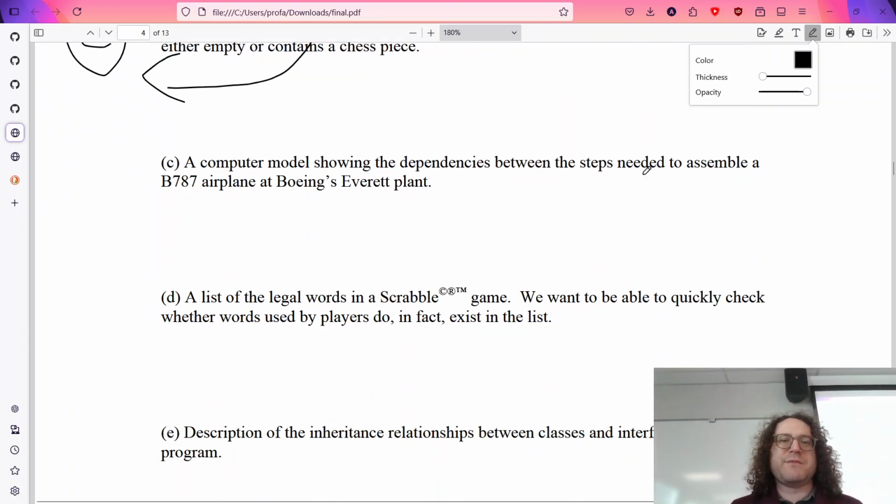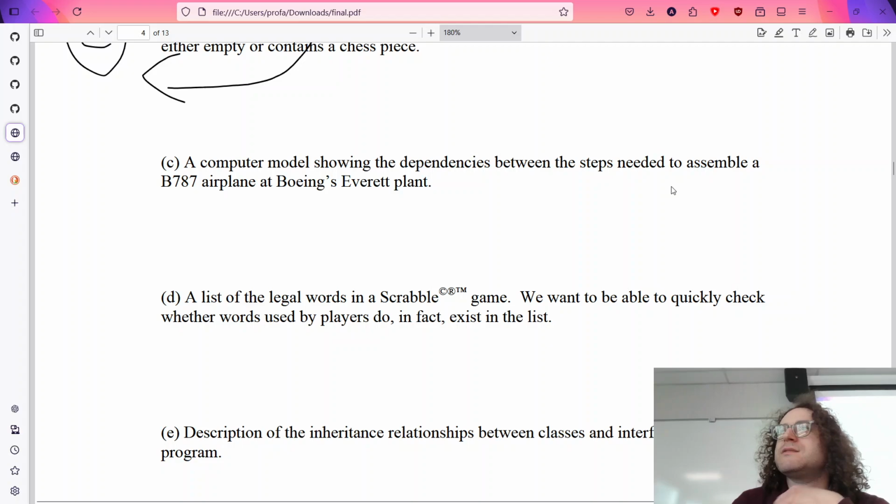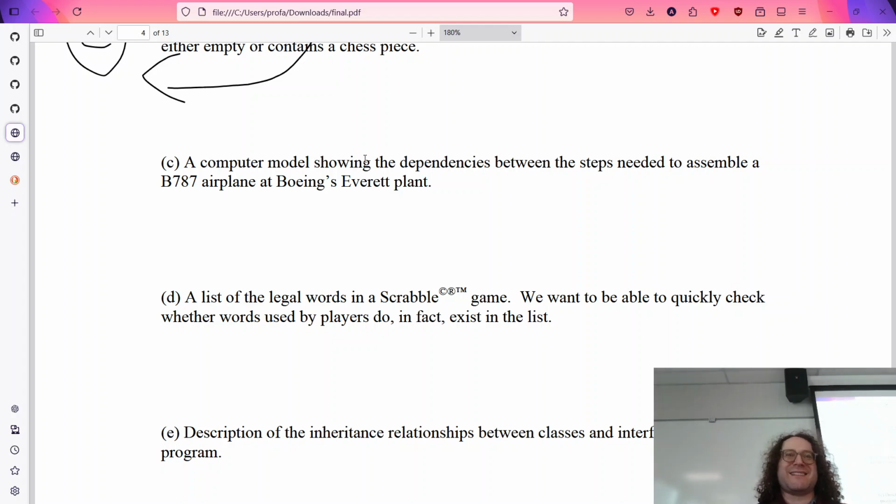All right, a computer model showing the dependencies between the steps needed to assemble a B-787 airplane at Boeing's Everett plant. I'm so glad it's not 37 there. Those suckers. So, it's a graph, yeah, but more specifically, a directed acyclic graph. Yes, so this is a directed acyclic graph.